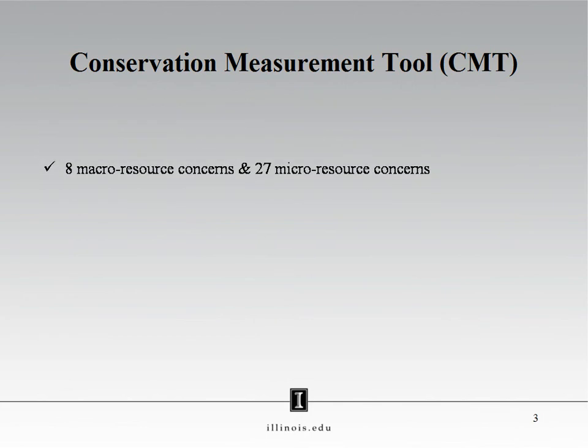The Conservation Measurement Tool, CMT, is an expert tool to evaluate conservation performance by ranking management practices according to their influence on the specific resource concern. The CMT scores questions related to current farm management practice against 8 macro resource concerns and 27 micro resource concerns.